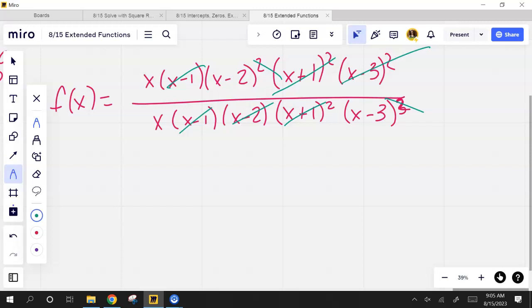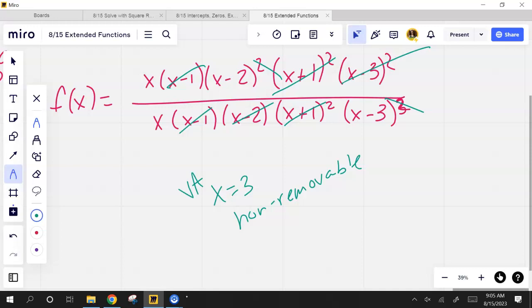But do you see why that one's non-removable? X equals 3 is non-removable. What's happening at x equals 3? It's an asymptote. It's a vertical asymptote. Remember the difference. If everything cancels, it's a hole. If it's left in the bottom, it's non-removable. All right.